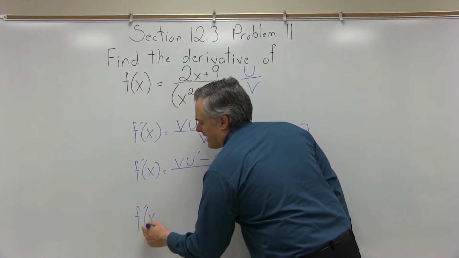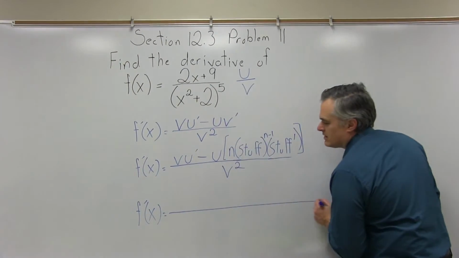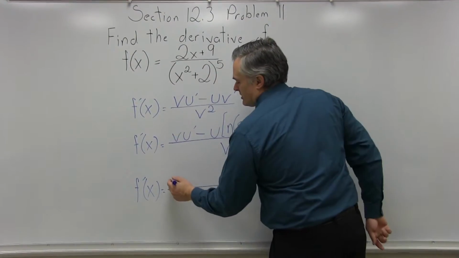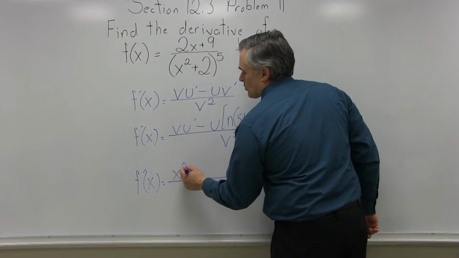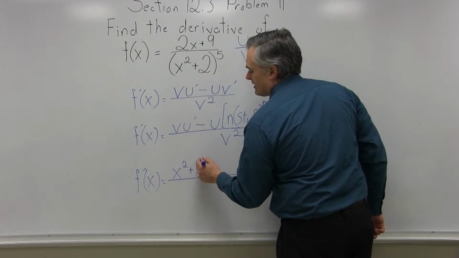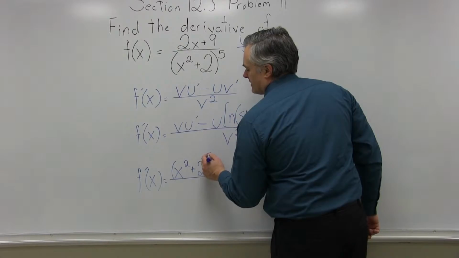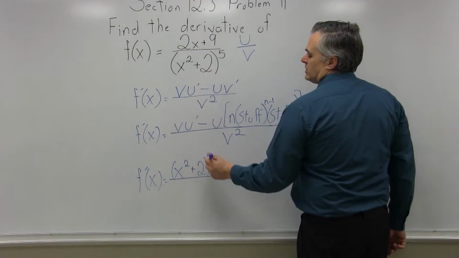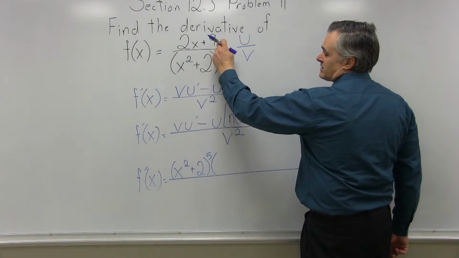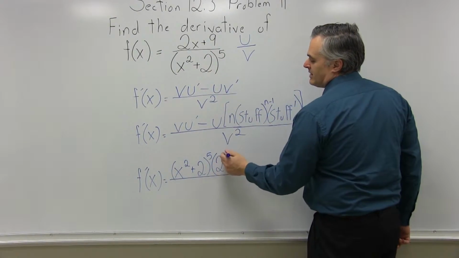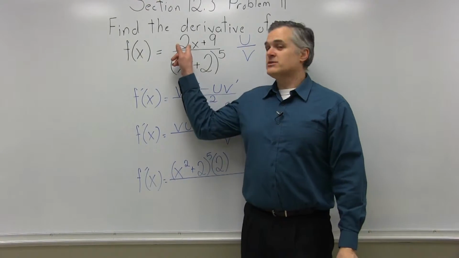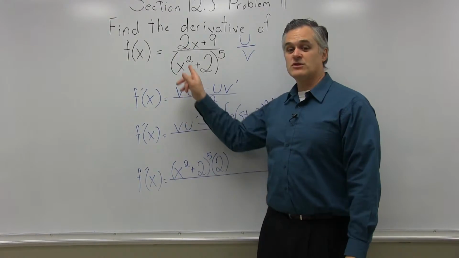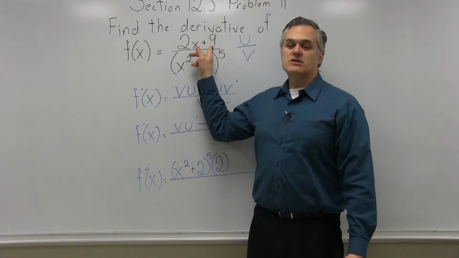F prime of x equals. So we start with a v, which is just the denominator, no prime, which is (x squared plus 2) in parentheses raised to the 5th power. Then times u prime. So u is the numerator 2x plus 9. U prime is just 2. Again, the 2 comes from the derivative of 2x. Since it's just an x to the first, the derivative is the number in front of the x, which is a 2. The 9 has no x with it. Its derivative is 0.